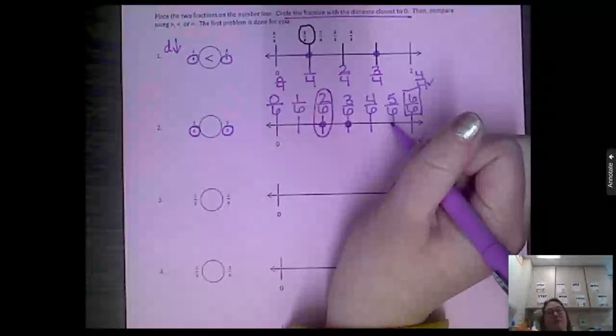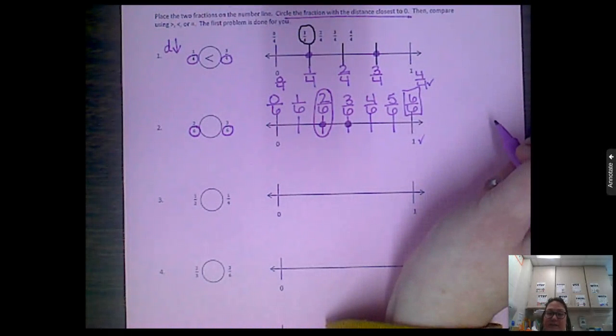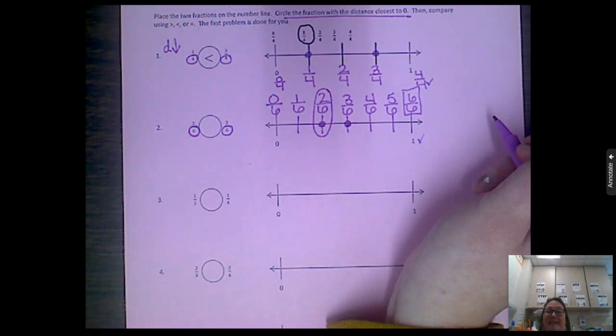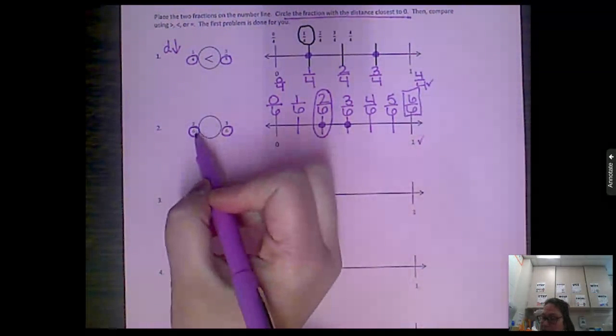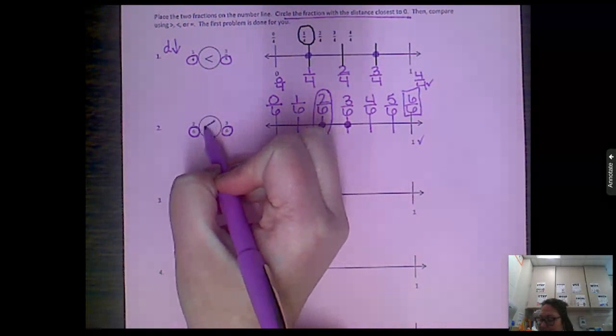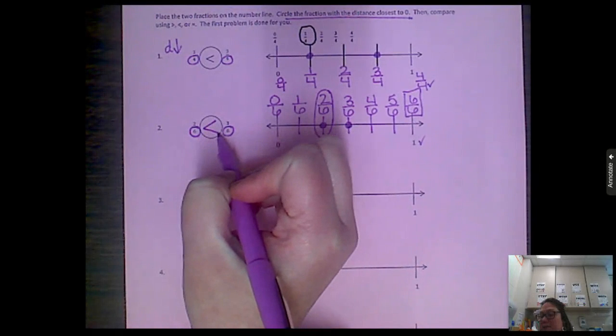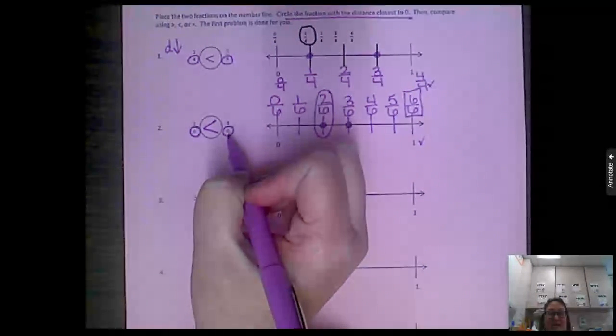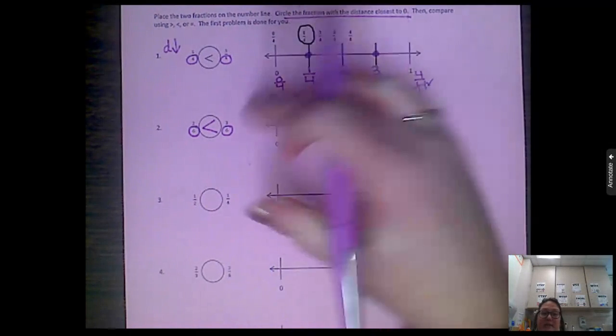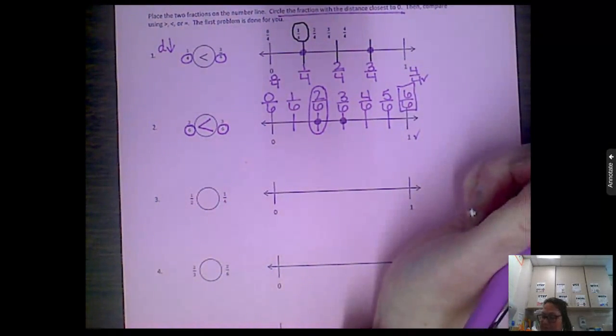So that means that 2/6 is greater than, less than, or equal to 3/6. It is less than, right? Because it's closer to 0. So 2/6 is less than 3/6. So the small point is pointing towards the smaller fraction, and the mouth is open towards eating that bigger fraction, right? It wants to eat that 3/6. Good.